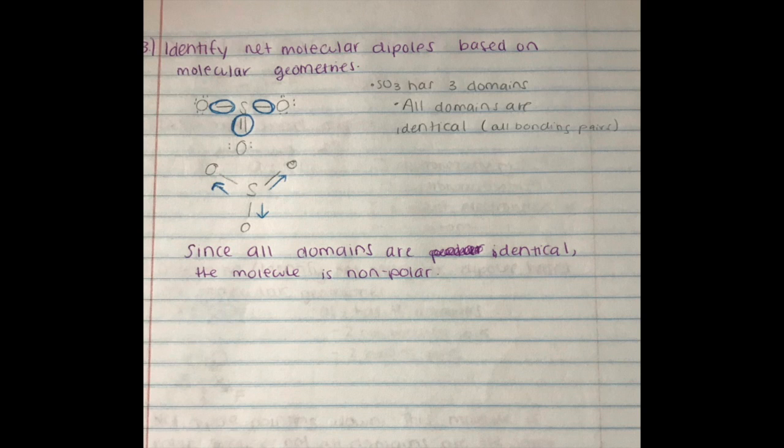To determine the net molecular dipoles, we need to take a look at the molecular geometry. SO3 has 3 domains that are all the same, so therefore it is trigonal planar. Each one contains bonding pairs. Since all the domains are the same, the dipoles cancel each other out and the molecule is nonpolar.